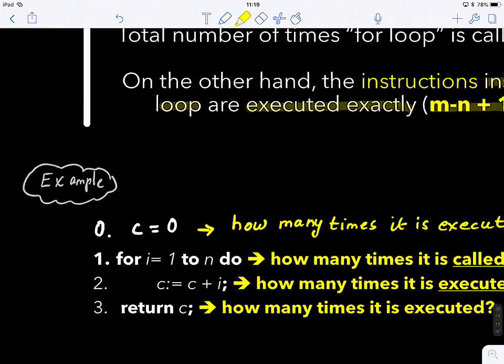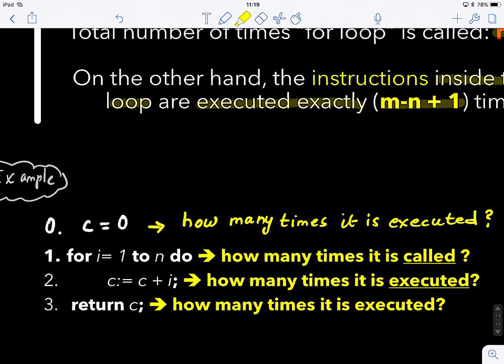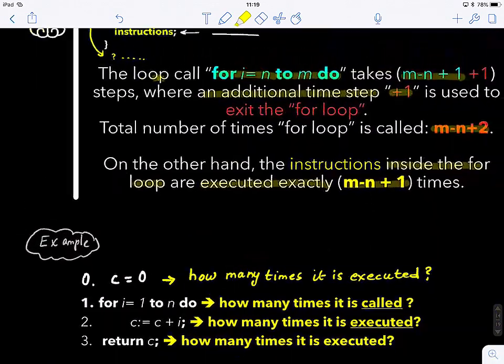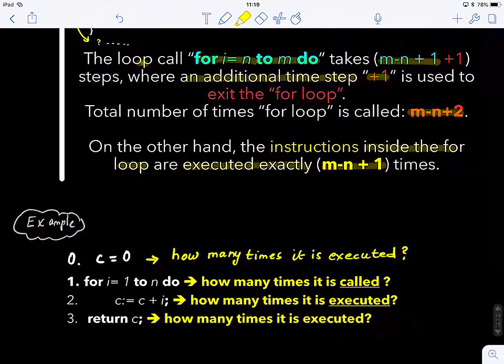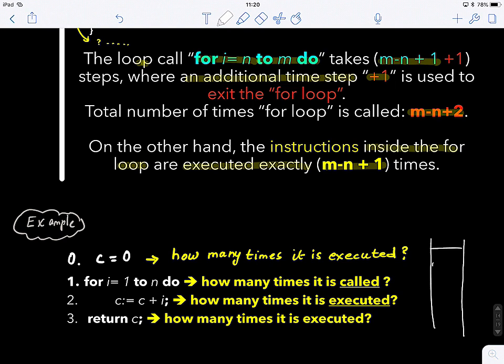I'm going to give you 1 minute to apply this rule. Tell me, what should I write? How many times is each step run? Let's say the total number of times here: first one, second one, third one, and last one. Pen and paper, think, or mentally, all is good.